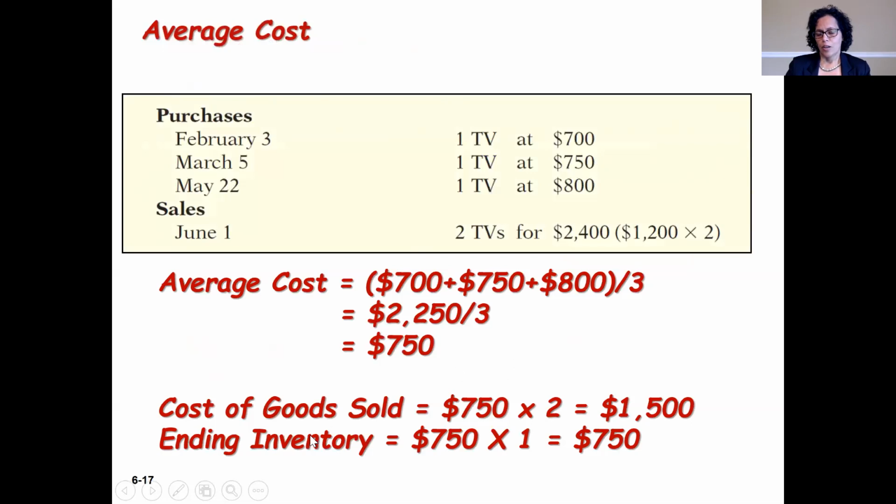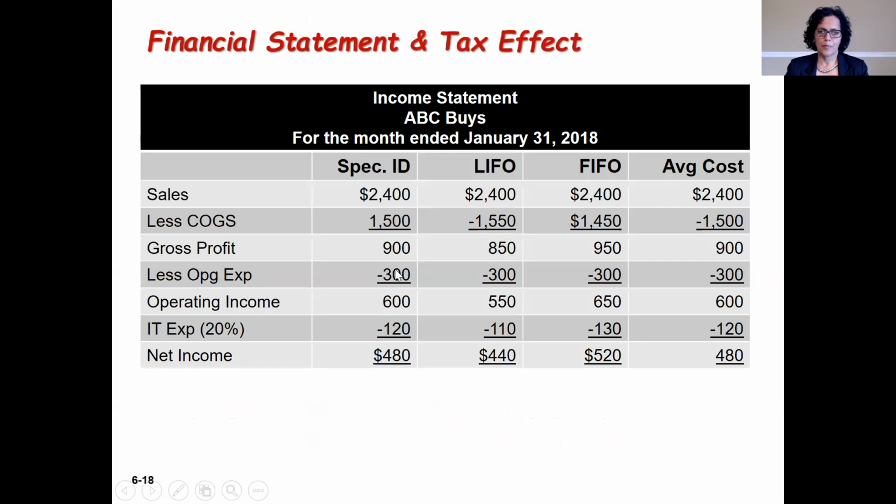Now, if you recall from the previous chapter, cost of goods sold is an expense. It goes in your income statement. So we'll take these numbers, the cost of goods sold numbers that we calculated. In all cases, the sales is the same, 2,400. That's not going to change. Cost of goods sold is going to be different in each case. And let's work through the effect on our financial statement. That's the income statement.